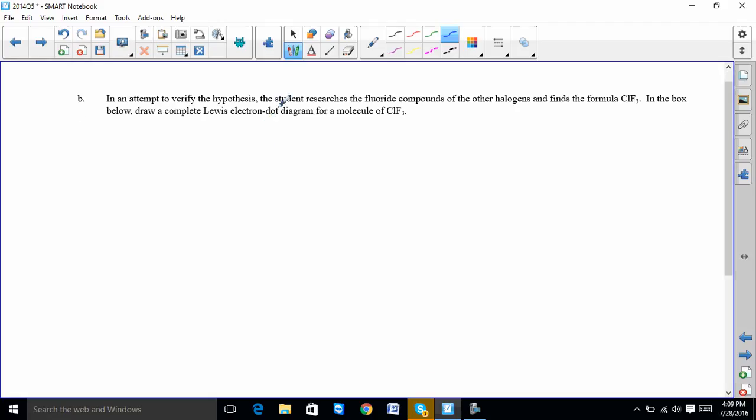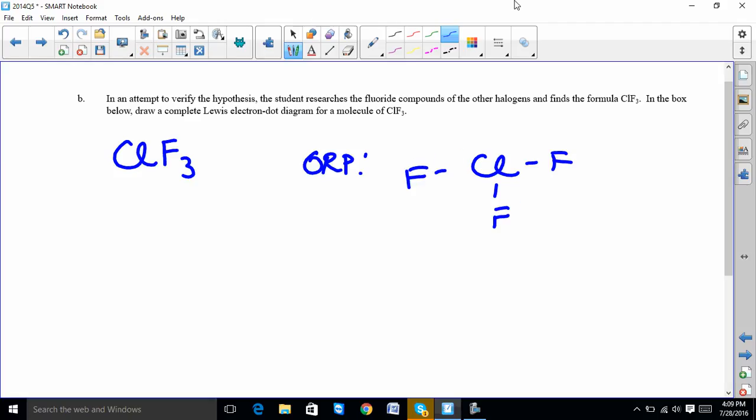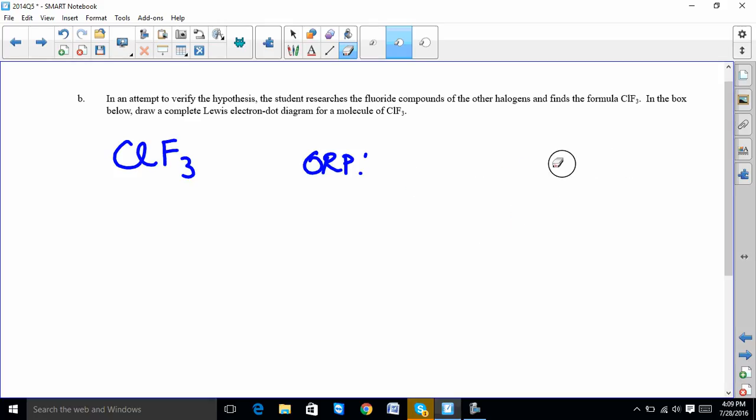In an attempt to verify the hypothesis, the student researches the fluoride compounds of the other halogens and finds that there's also a formula called ClF3. And then the next question is, draw the Lewis electron dot diagram. So here we go. Here's ORP. So we put the chlorine in the middle and we put the fluorine around the outside, 3 of them. Sorry, that's not how I taught you to do it in class. I always say evenly spaced because it doesn't really matter. What it looks like in 2 dimensions is not what it looks like in 3, which is why we do all the stuff with those models.